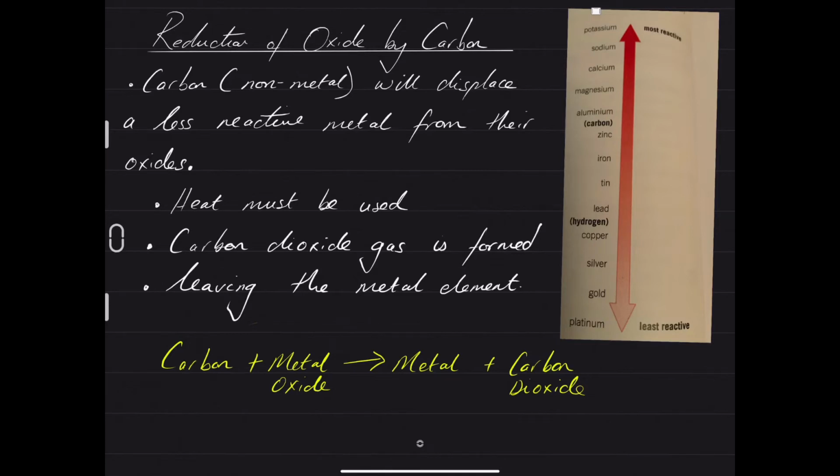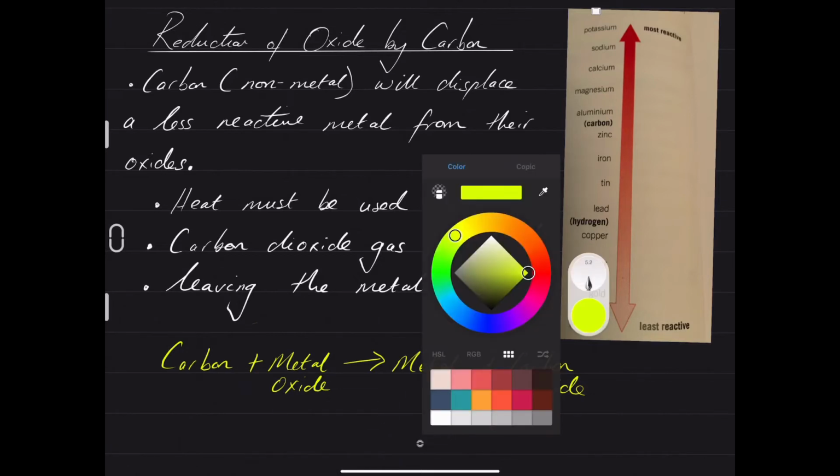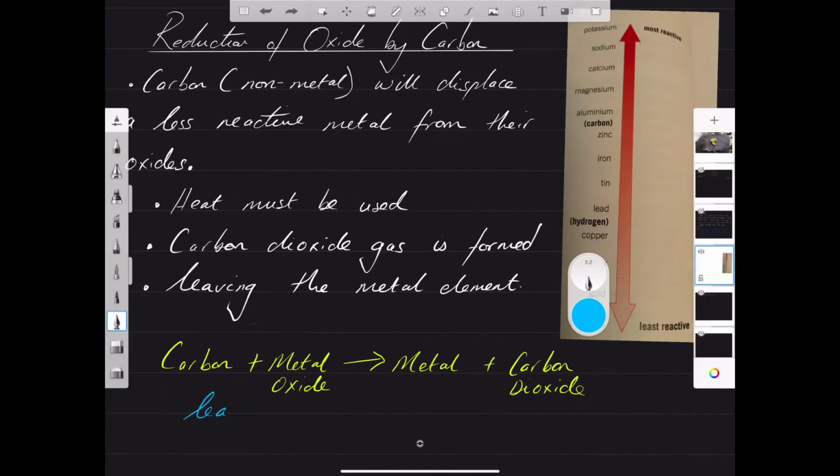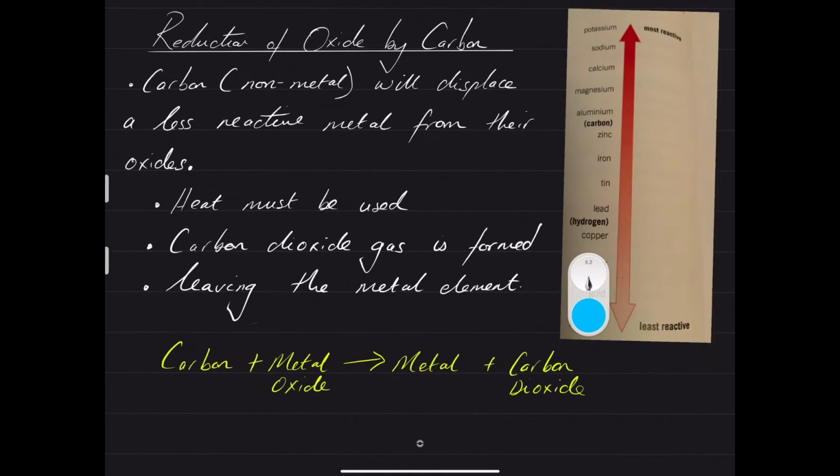Now an example of this reaction, so let's put it underneath, we'll put it in another color. So we can have an example of this reaction. We can have lead, let's do it in order. So we can have carbon plus lead oxide goes to lead plus carbon dioxide.